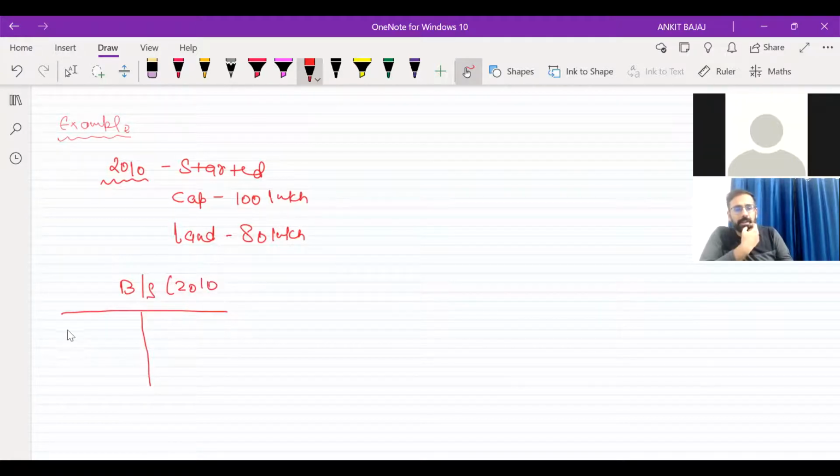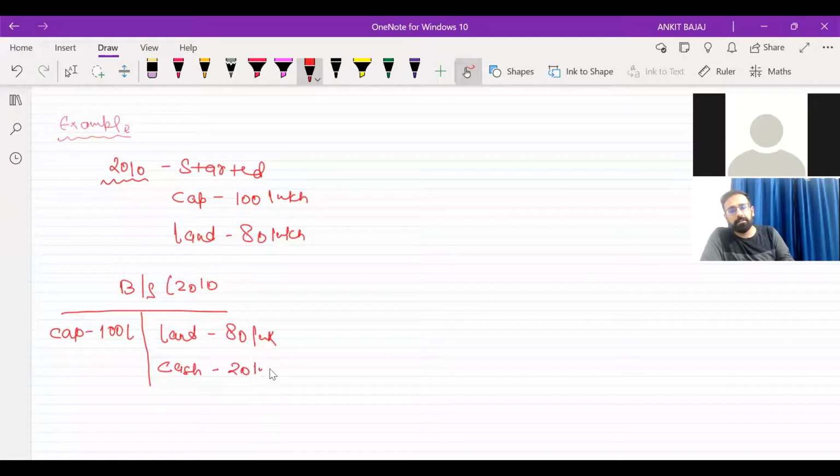So here you can see you have introduced capital of rupees 100 lakh. And from this capital you are buying land of rupees 80 lakh, and the balance amount is cash. Now in year 2015, what you have done is you have revalued your land.